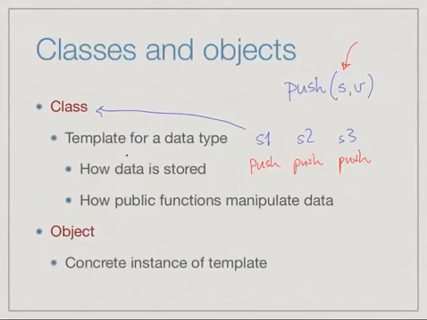So this is just a slight difference in perspective. Instead of having a function to which you pass the object that you want to manipulate, you have the object and you tell it what function to apply to itself.